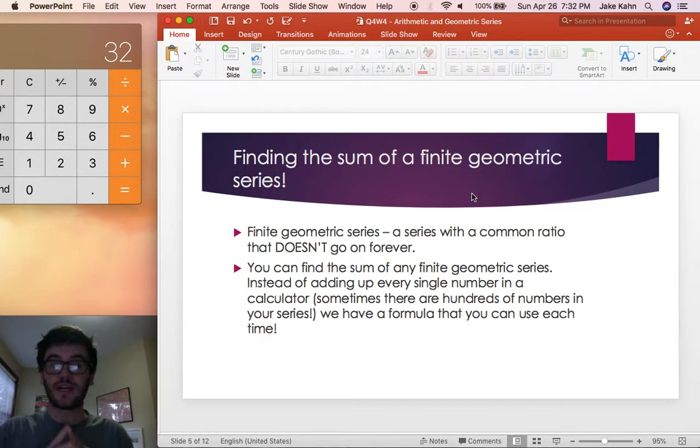So for any finite geometric series, you can find the sum of the terms in that series. You can use a calculator for sum. Like you can do 3 plus 6 plus 12 plus 24 plus 48, which we're going to be doing in our next example that I have written in front of me. But oftentimes, there's going to be too many numbers in your series to just plug it into a calculator, so you need a formula to help you make the process more efficient.